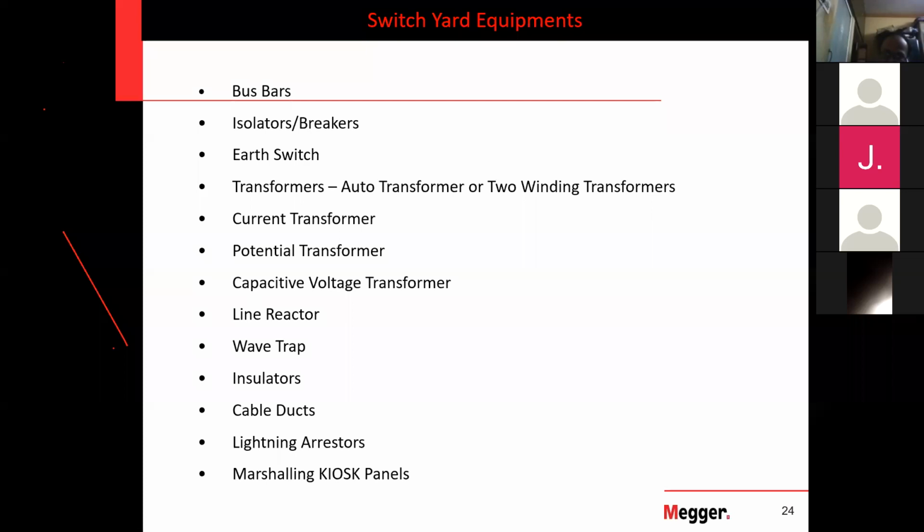Okay, so these are the major equipments available in a control room: control panel, relay panel. I think other things are very simple, like the battery charger. It's very simple to understand. So now we are going to the switchyard equipment. What are the equipments available in the switchyard? So here comes the T&D syllabus: bus bar, isolator, breaker, earth switch, transformer, CT, PT, ET, line reactor, wave trap, insulators, cable ducts, lightning arrestor, kiosk.